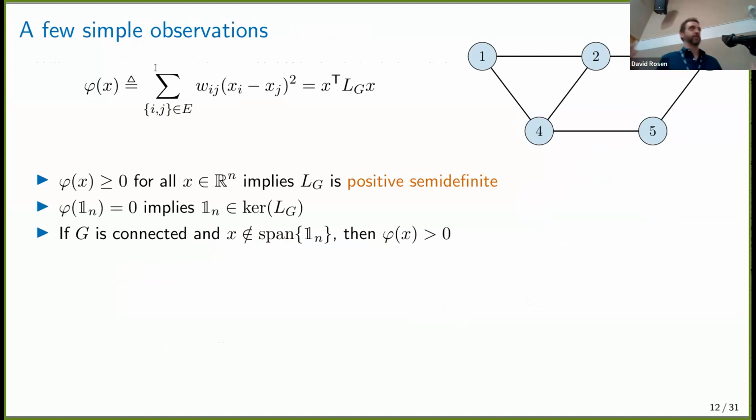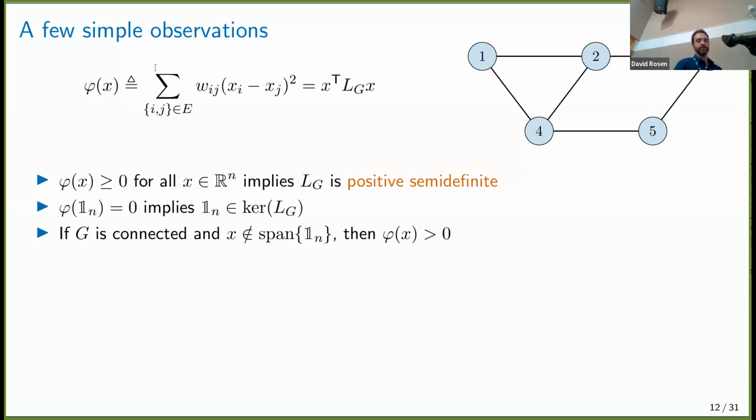Okay, a couple of simple observations about this. First off, by construction, I'm adding up a bunch of non-negative terms. And so this function phi is always going to be non-negative because it's a sum of squares. It's also pretty clear that if I plug in the all ones vector, this is going to be 0. That's just because I'm differencing, so all the terms in the summation are going to be 1 minus 1. So the all ones vector gives me 0 for this. And so that tells me that the all ones vector is in the kernel of this matrix L that parameterizes this function.